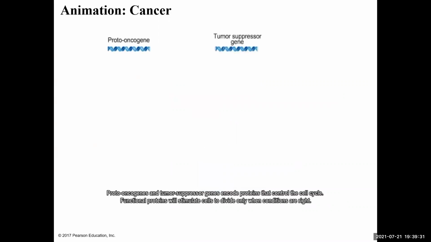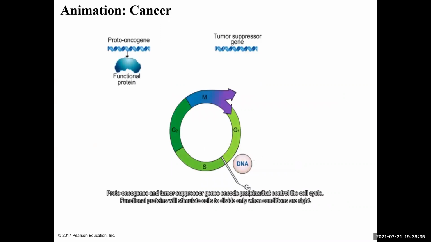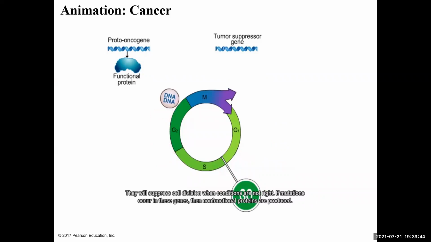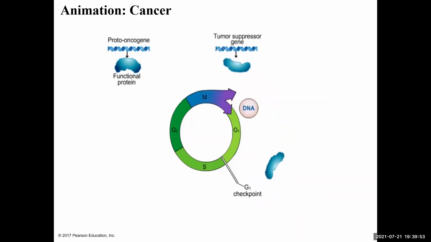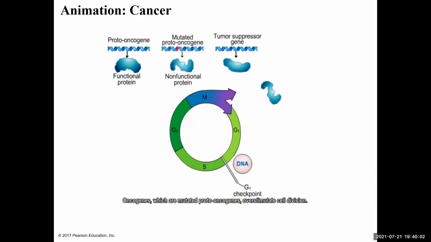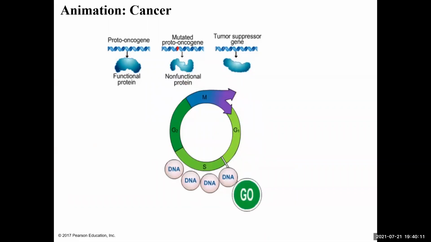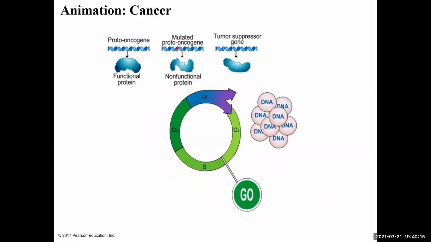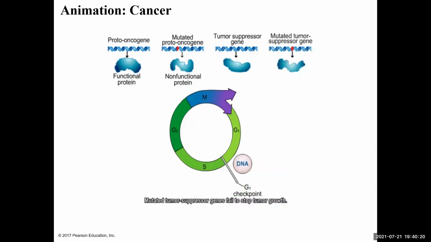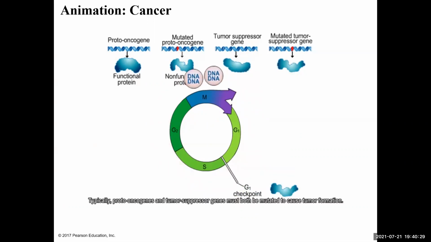Proto-oncogenes and tumor suppressor genes encode proteins that control the cell cycle. Functional proteins will stimulate cells to divide only when conditions are right. They will suppress cell division when conditions are not right. If mutations occur in these genes, then non-functional proteins are produced. Oncogenes, which are mutated proto-oncogenes, overstimulate cell division. Mutated tumor suppressor genes fail to stop tumor growth. Typically, proto-oncogenes and tumor suppressor genes must both be mutated to cause tumor formation.